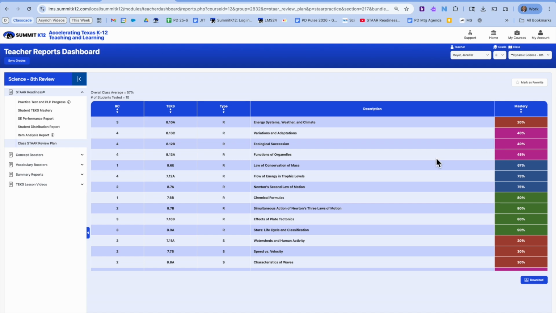So remember that this report, Class STAAR Review Plan, allows me to determine and identify the standards and prioritize the standards that I need to teach whole class period by class period. I hope this helps. Thank you.